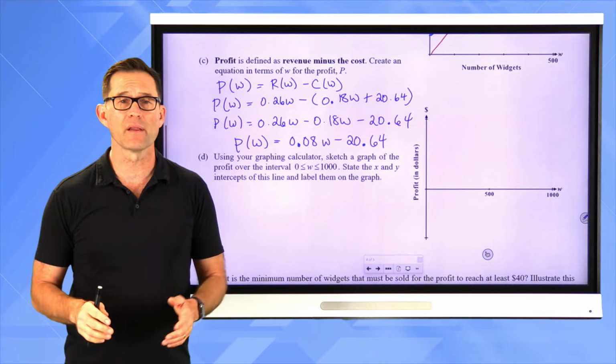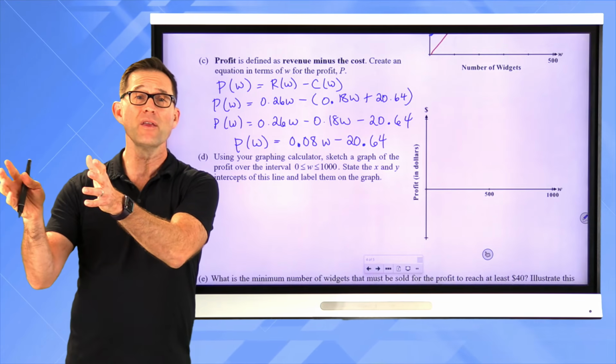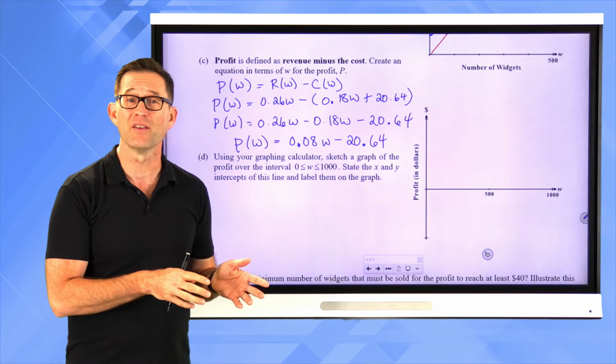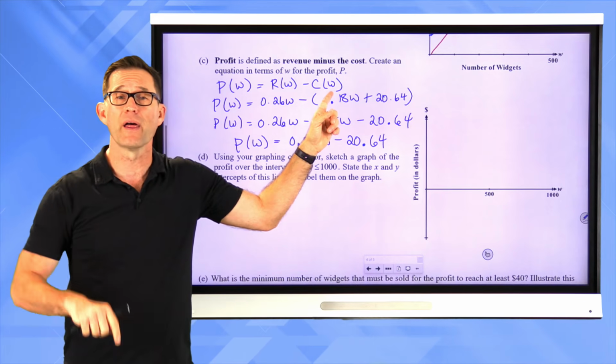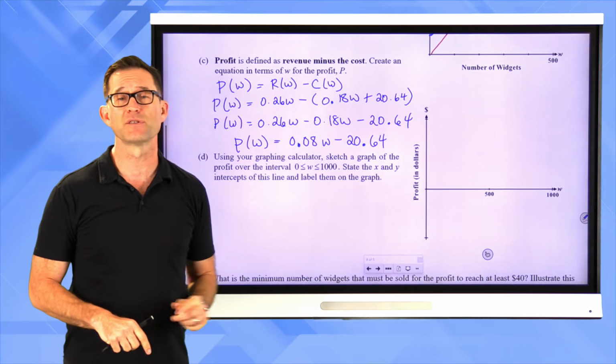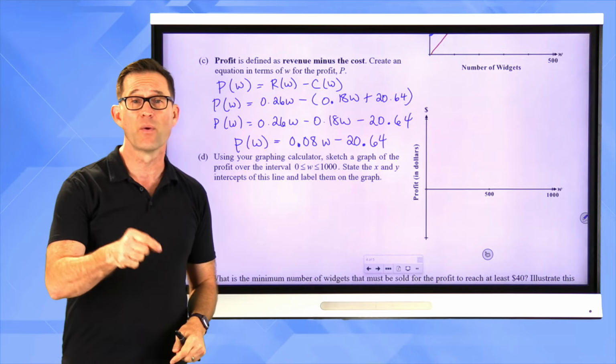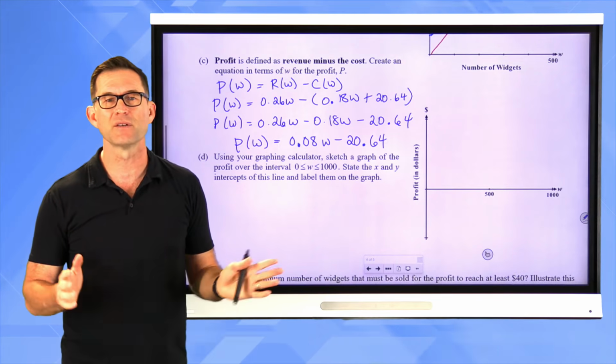And it makes sense, right? Profit is whatever money you brought in minus whatever money you laid out. Your revenue is the money you bring in. Your cost is the money you lay out. Your profit is the difference between the two, specifically revenue minus cost. Little economics. All right, letter D.